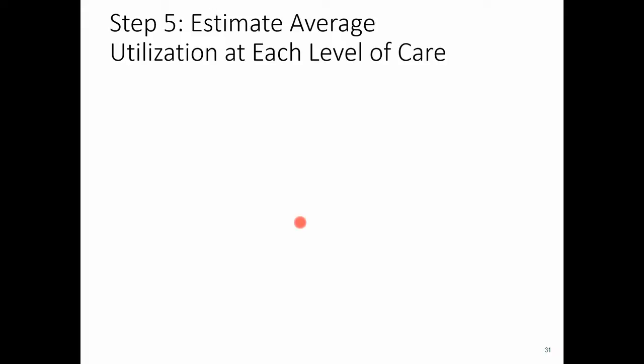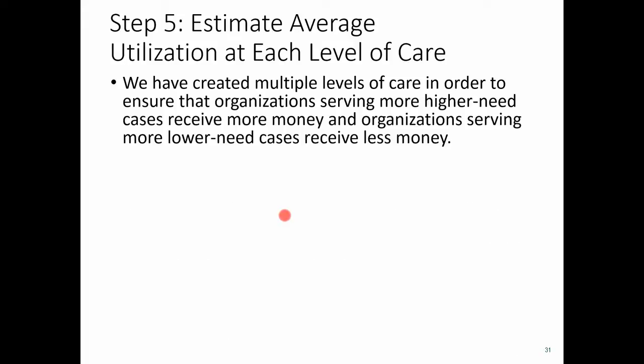And then comes the most exciting part of the process, which is step 5, estimating the average utilization at each level of care. Now remember that I was saying this is a, quote, technical webinar, not a policy webinar. We're really looking at the steps on how to go about pricing your services. So we've created multiple levels of care. It's important for you as an organization or a plan that's doing any concerned case rates to ensure that organizations serving more higher need cases receive more money, so that the money basically follows the client.